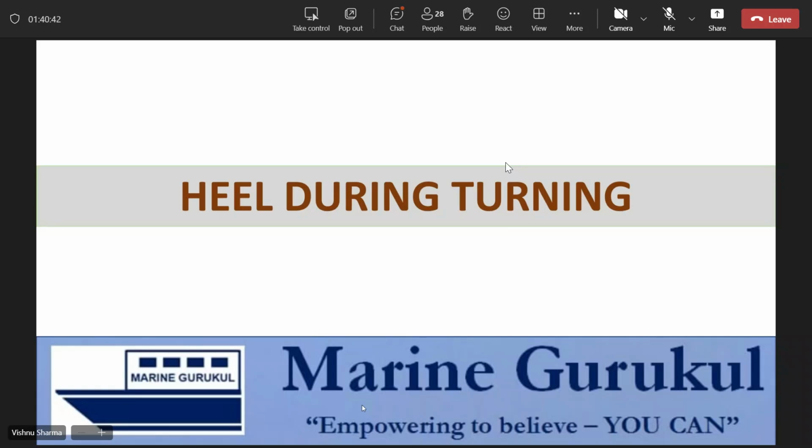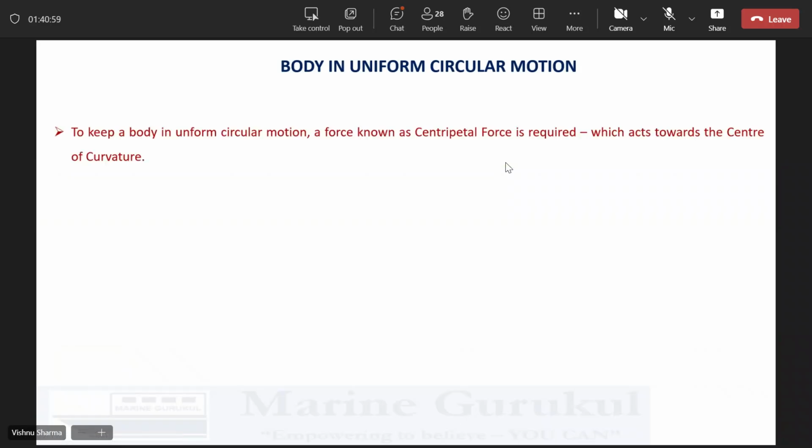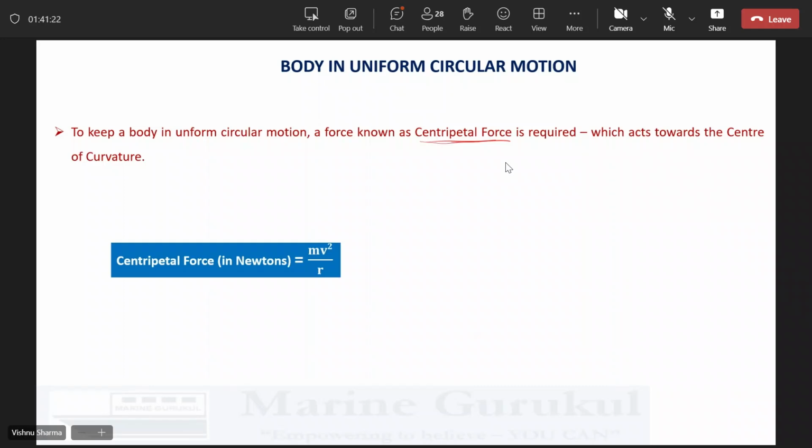Because they have to produce a force which is acting towards the center, called the centripetal force, because always a force is required. Whenever a body is in a circular motion, you need a force to keep it in the circular motion, and that force is called the centripetal force. And this force acts towards the center of the curvature. This word you would have heard in school also, and you would have learned a formula in school which needs to be recalled today. The formula in school for centripetal force was this.